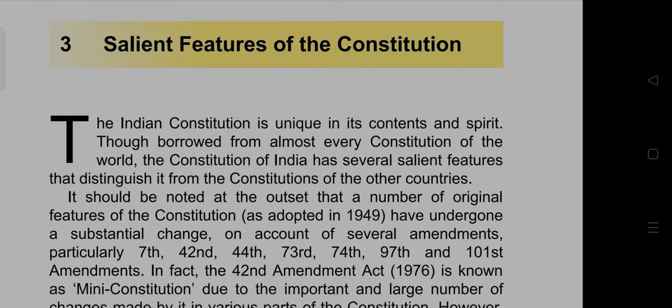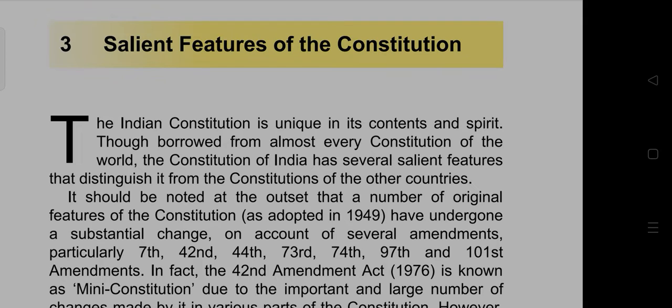Good morning, everyone. From today, we will start Chapter 3, Salient Features of the Constitution. The Indian Constitution is unique in its content and spirit. Though borrowed from almost every constitution of the world, the Constitution of India has several salient features that distinguish it from the constitutions of other countries.